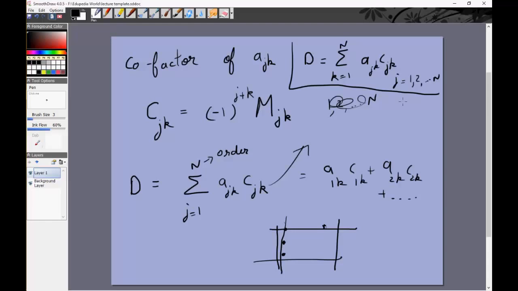I'd like to again remind you, why are we using this complicated formula? Because this makes a lot of calculations very easy, as we'll see in the next video. Right. So now let's move on to some properties of determinants.